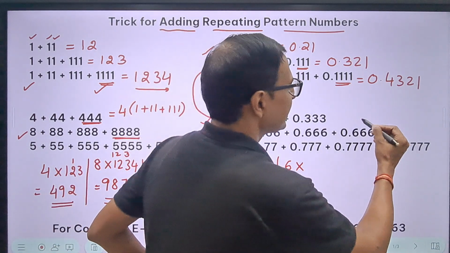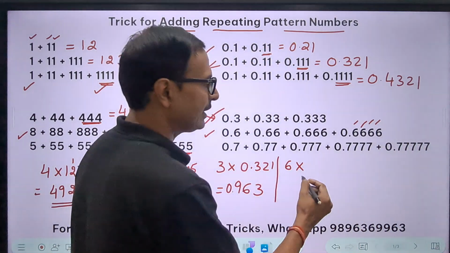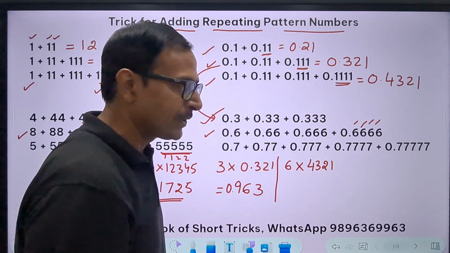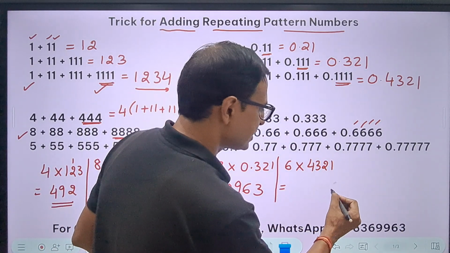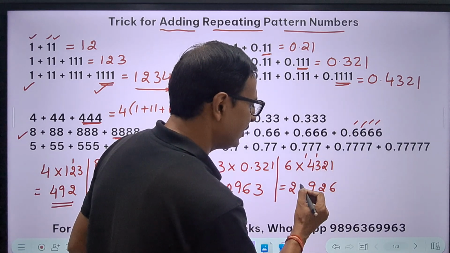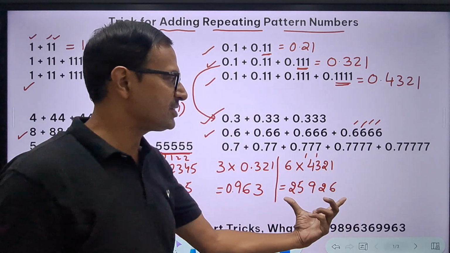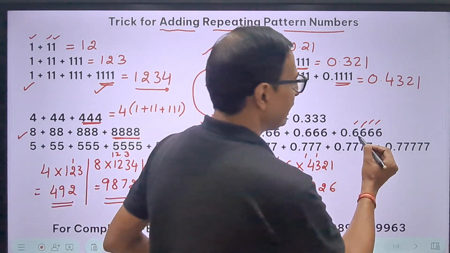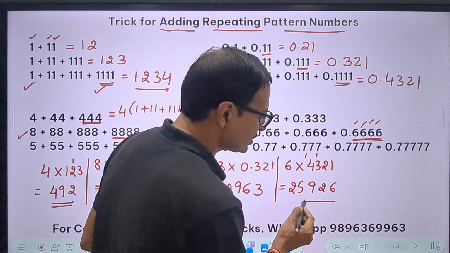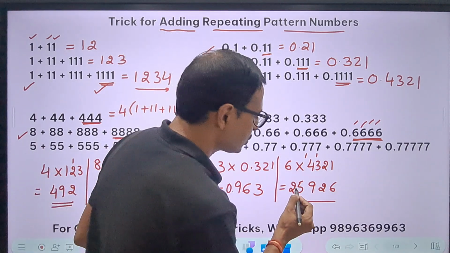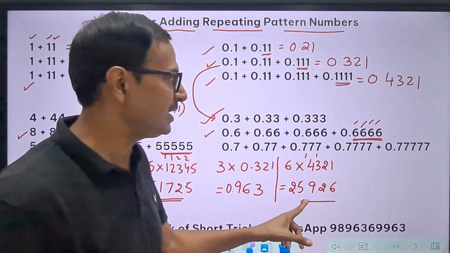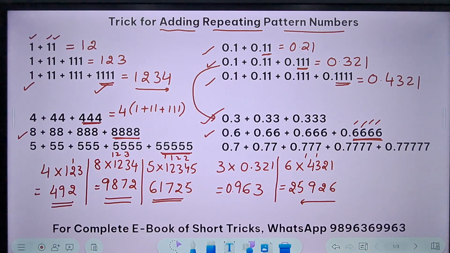So how many sixes are there? 1, 2, 3, 4. So I'll multiply this by 4, 3, 2, 1, the reverse order. So this becomes 6, 12 means 2, 1 carry, 19 means 9, 1 carry, and 25. Now see, this is a 5-digit number, and here you have only maximum 4 decimal places. So you got to put a decimal 4 digits from the right, and so your answer will be 2.5926. That is the answer for this particular question.